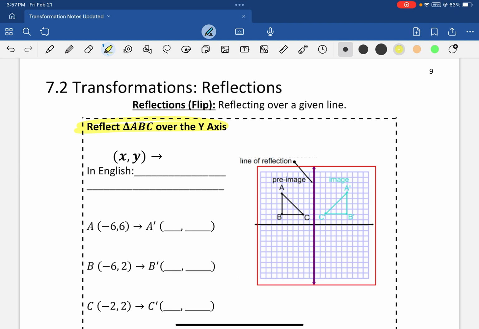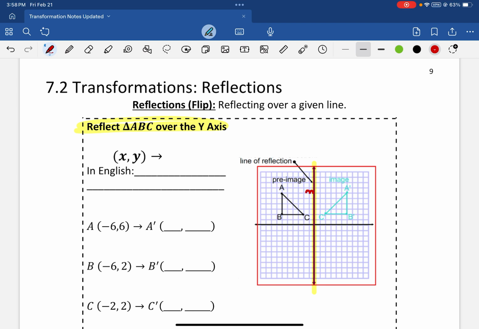Now remember, the y-axis is my vertical line, and they have it here in purple. I'm going to just highlight it in yellow, so my yellow or purple line. I have my pre-image triangle ABC, and I reflected it across or over that purple line, or the one that I highlighted in yellow.